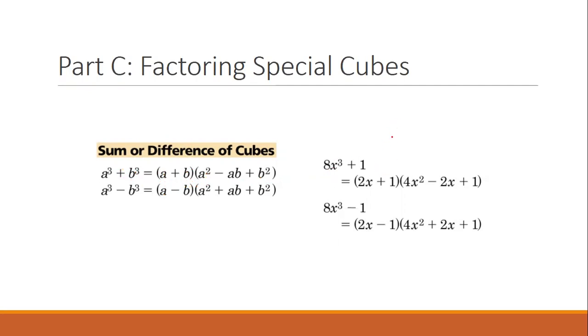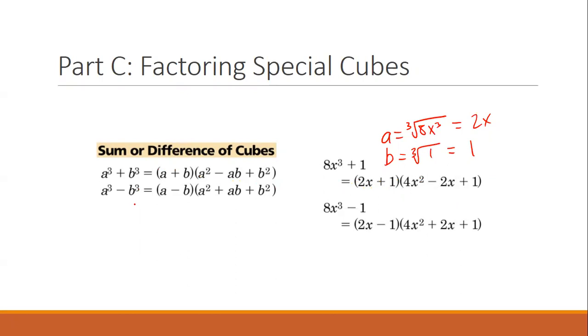So to find our a, a equals the cube root of 8x cubed, which is 2x. To find our b, b equals the cube root of the second term. And the cube root of the second term is just 1. And then you're just plugging them in where a and b would follow. Do we see that? Okay.